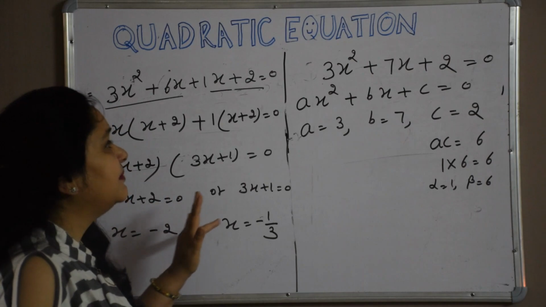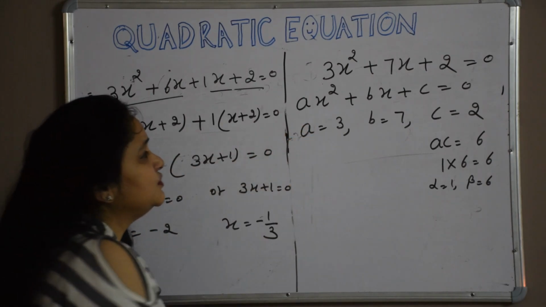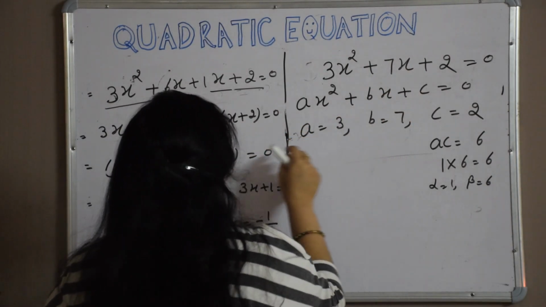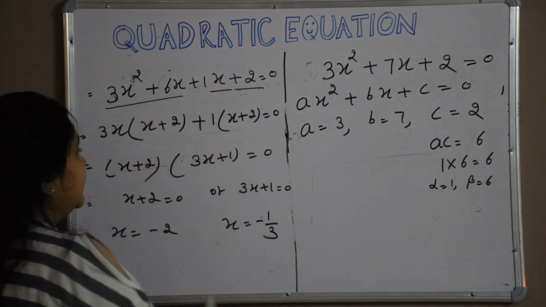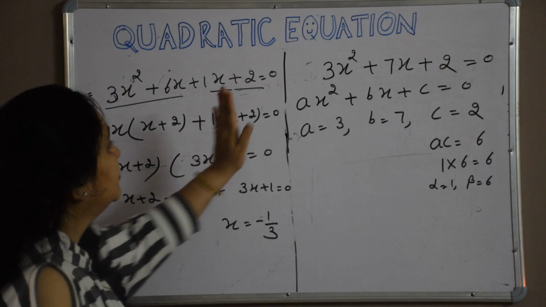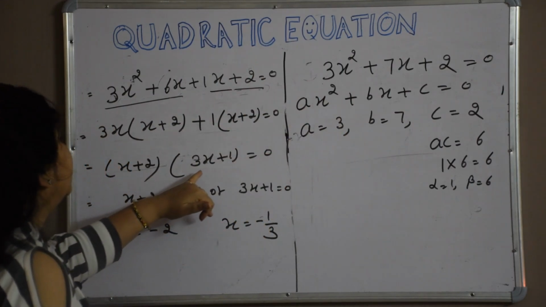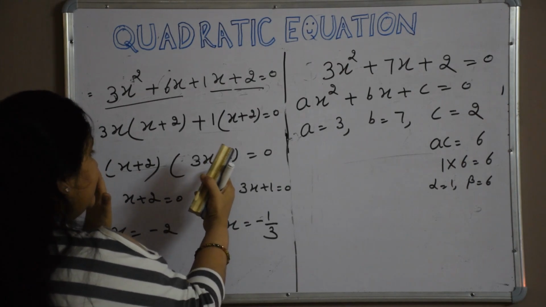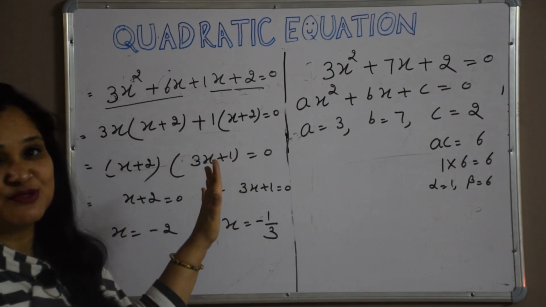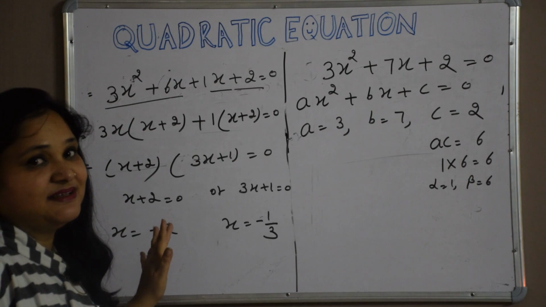We can call it by splitting the middle term because you can see the middle term is splitted in two parts. Here 7x is splitted into 6x plus 1x and afterwards the whole equation is split in two factors. The whole equation becomes the product of two factors. That's why this is also called factorization method.